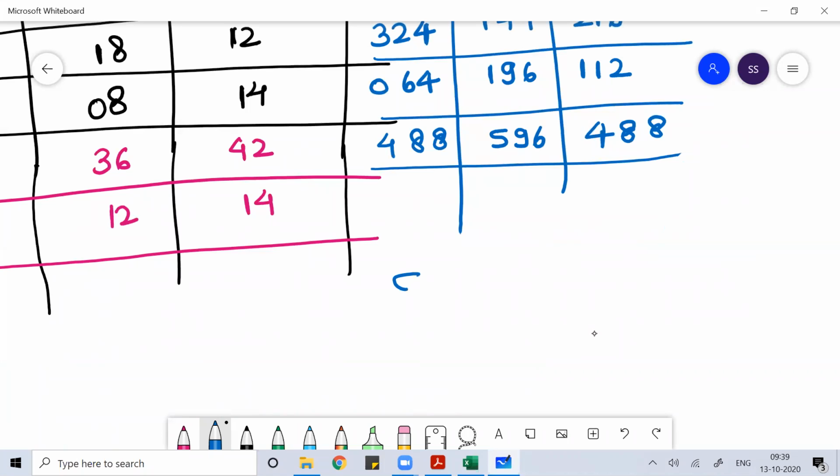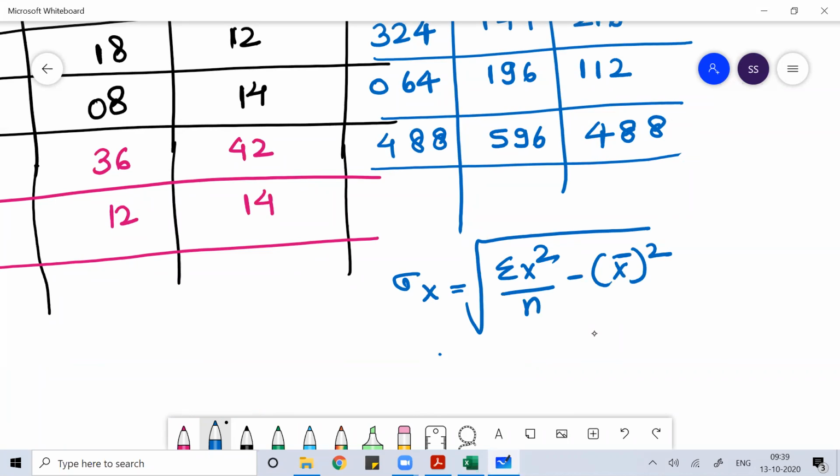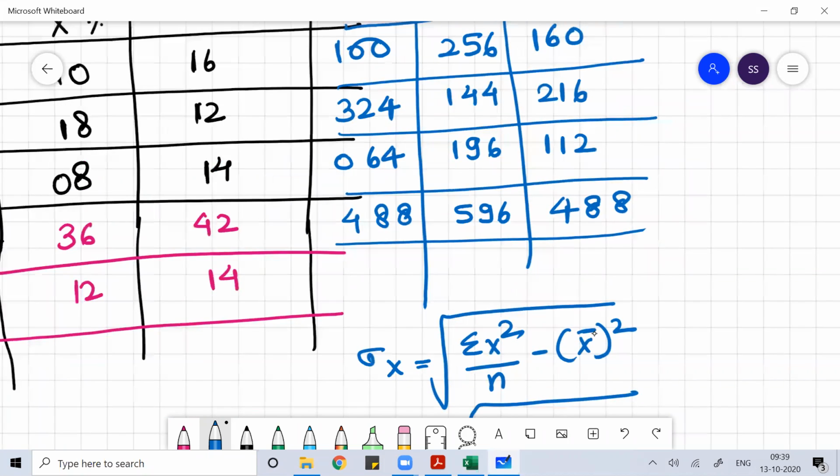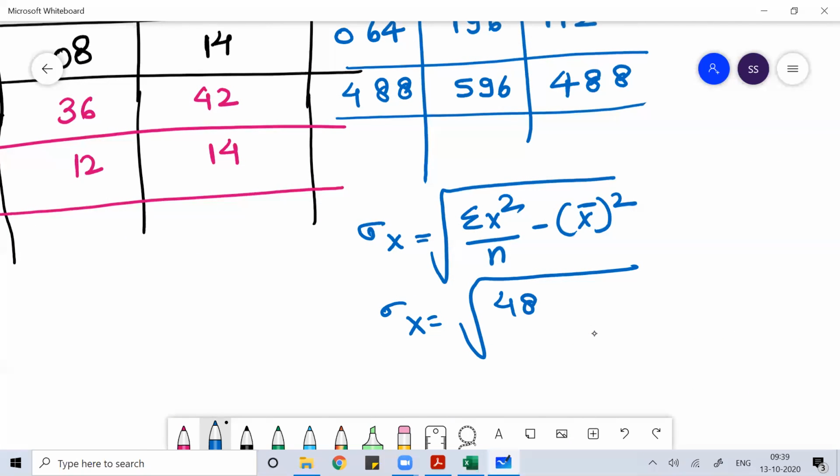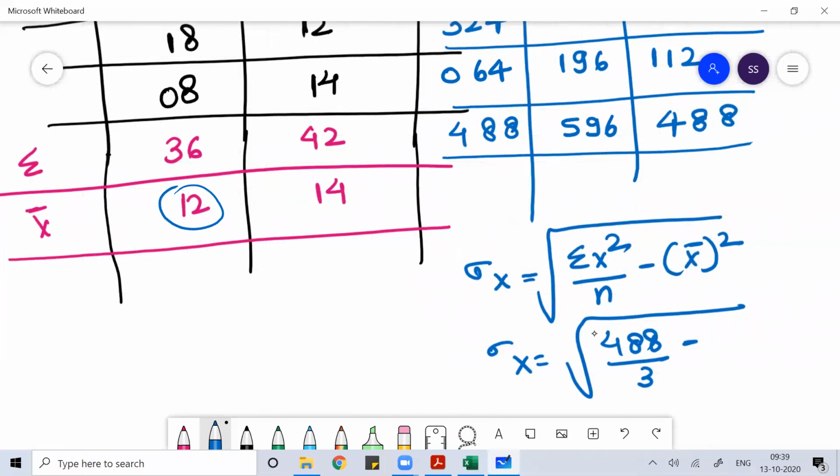So once you get this value, I can find the standard deviation on x. Standard deviation on x is the square root of summation of x square by n minus x bar square. The summation of x square is 488. 488 by n, n means total data, which is 3, minus x bar. X bar is 12. You can see x bar is 12. 12 square. So this will give you the standard deviation on x.